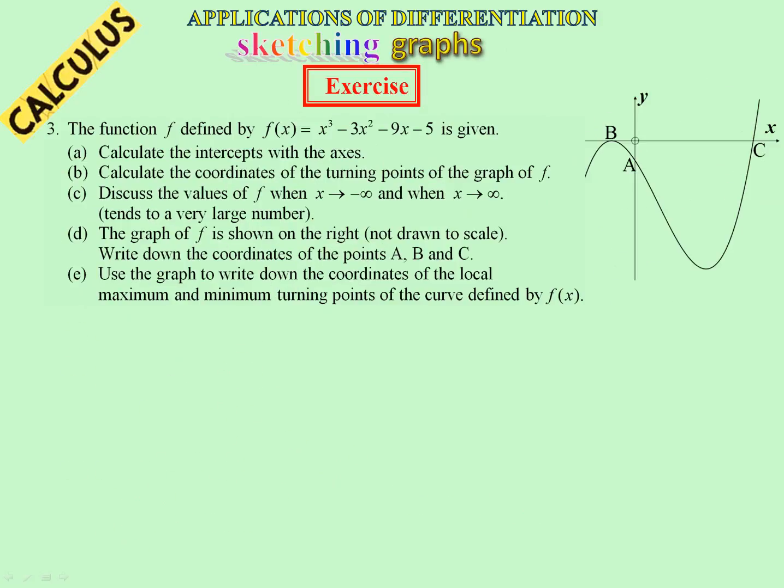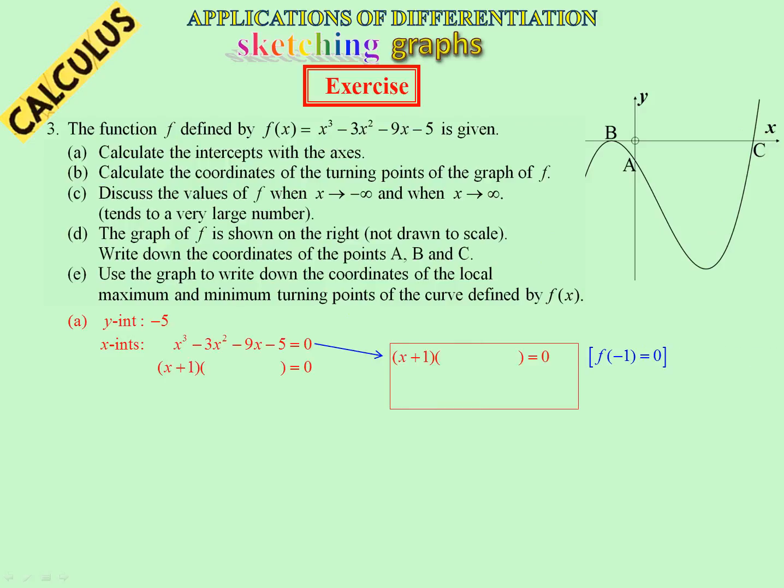Number 3. Function defined by f of x equals that. Calculate the intercepts with the axes. Well, y-intercept -5, x equal to 0. Equate that to 0 for the x-intercepts.